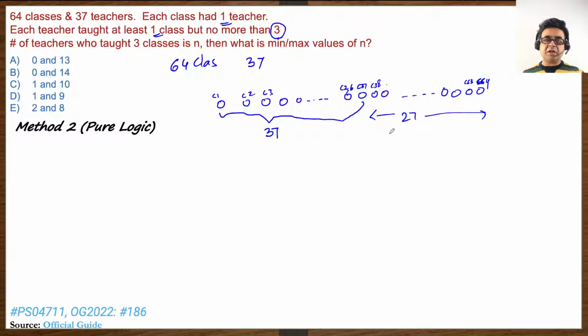So let me start giving from the remaining classes one class each to the teachers. So let's say this I give to T1, this I give to T2, and all the way here T26 and T27. Mark that I had 37 teachers. So if I start giving one additional class to each teacher from T1 to T27, by the time I reach T27, I have given up all the classes.